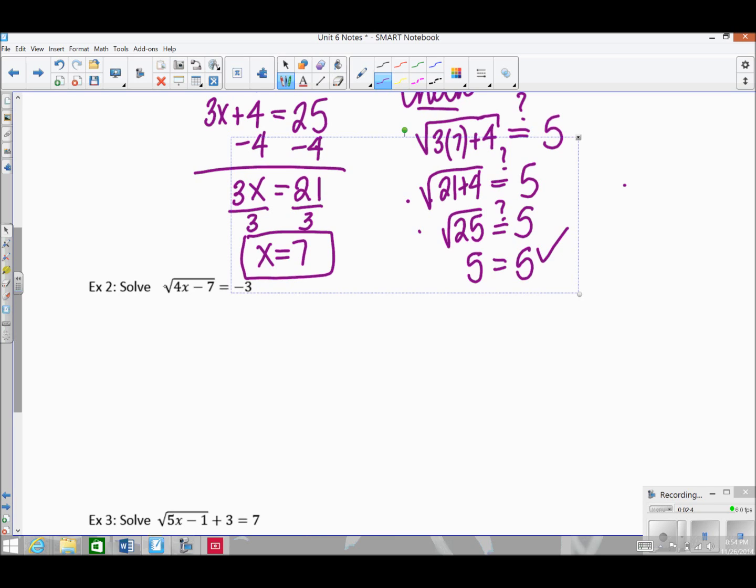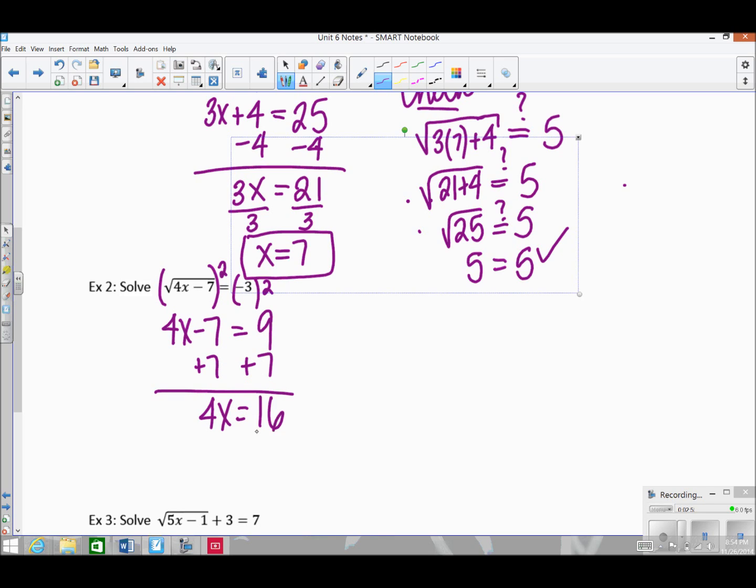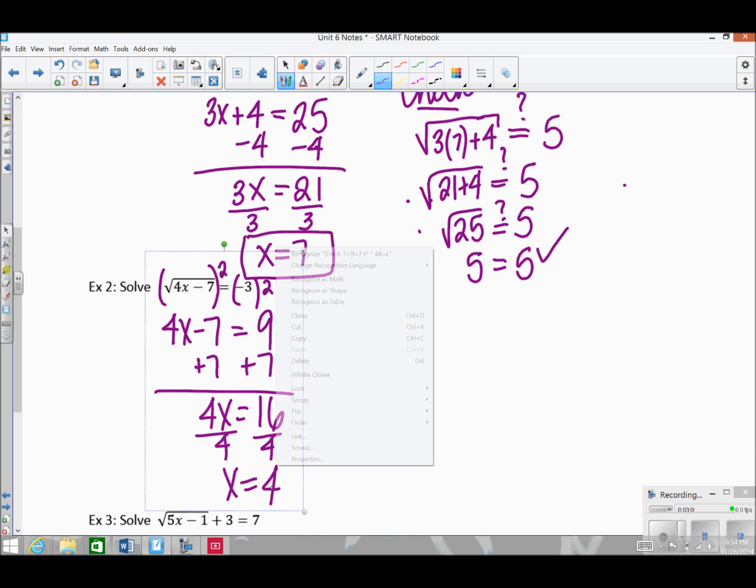Looking at the next example, we're going to do the same process. We're going to square both sides. So we have 4x minus 7 equals 9. Remember, when you square a negative, it becomes positive. Add the 7 to both sides, so we get 4x equals 16. Divide everything by 4, so we get x equals 4.